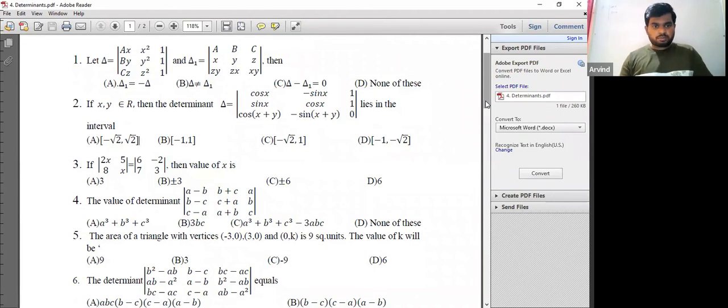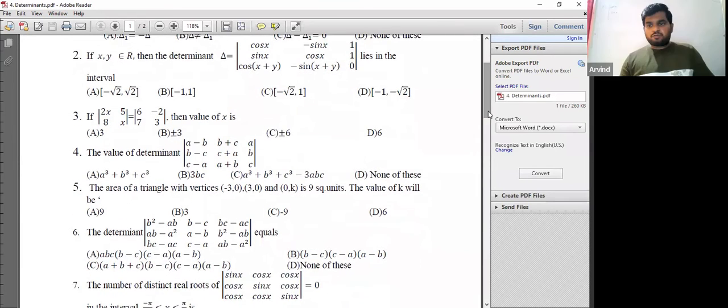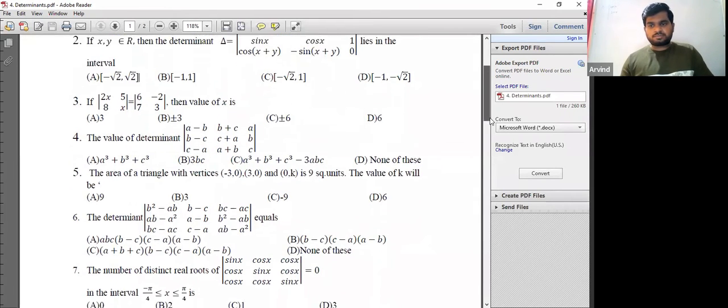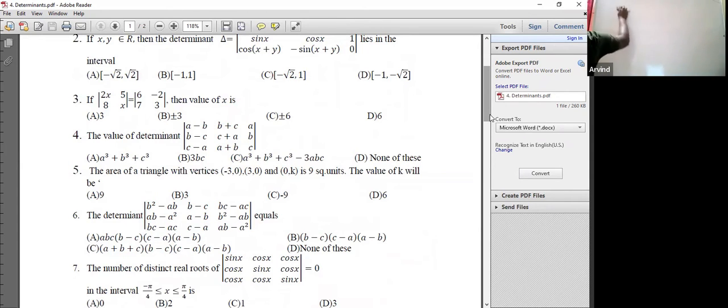So I hope you got it. I'm not going to do that. Fourth one, find it. Again, if you do this the way you do a normal determinant, it will be very difficult. You have to use some properties. So the value of the determinant [a−b, b+c, a; b−c, c+a, b; c−a, a+b, c]. Okay, try it out.